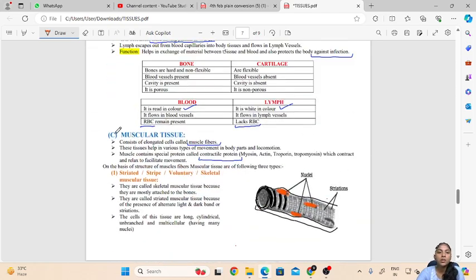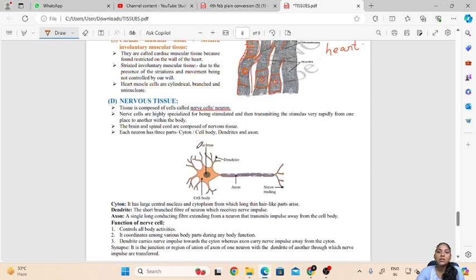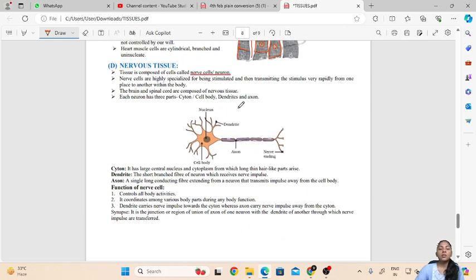Now this is about the muscular tissue. The next type of tissue is the nervous tissue. Now this nervous tissue is usually associated with the stimulus and the body function, the reaction to the stimulus. Nervous tissue is composed of cells called nerve cells or neurons. The cells of nervous tissue are called nerve cells or neurons.